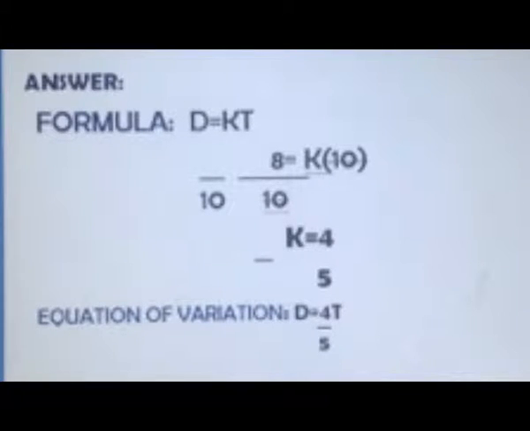Formula d is equal to kt. 8 is equal to 10k. Divide both sides by 10, so the answer will be k is equal to 4 over 5. Equation of variation, d is equal to 4 over 5 t.